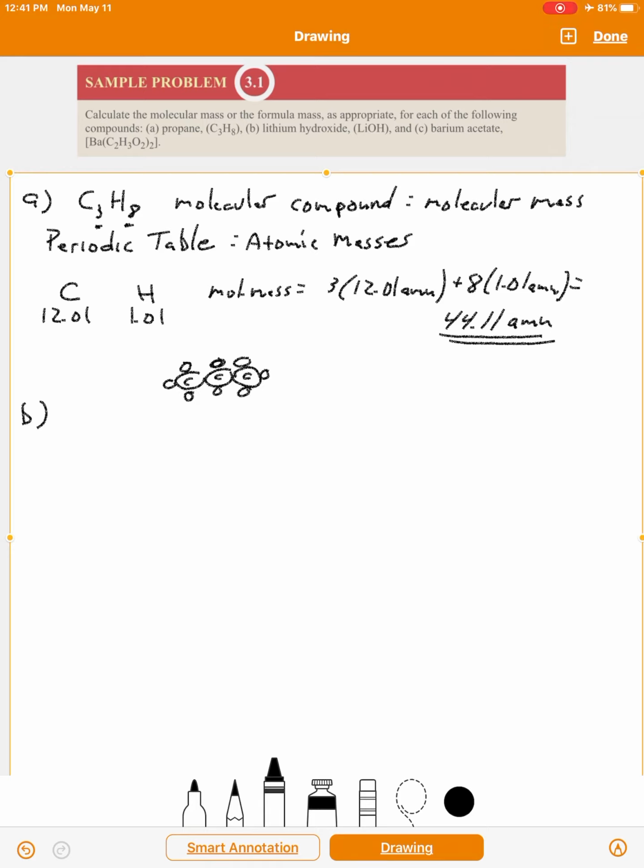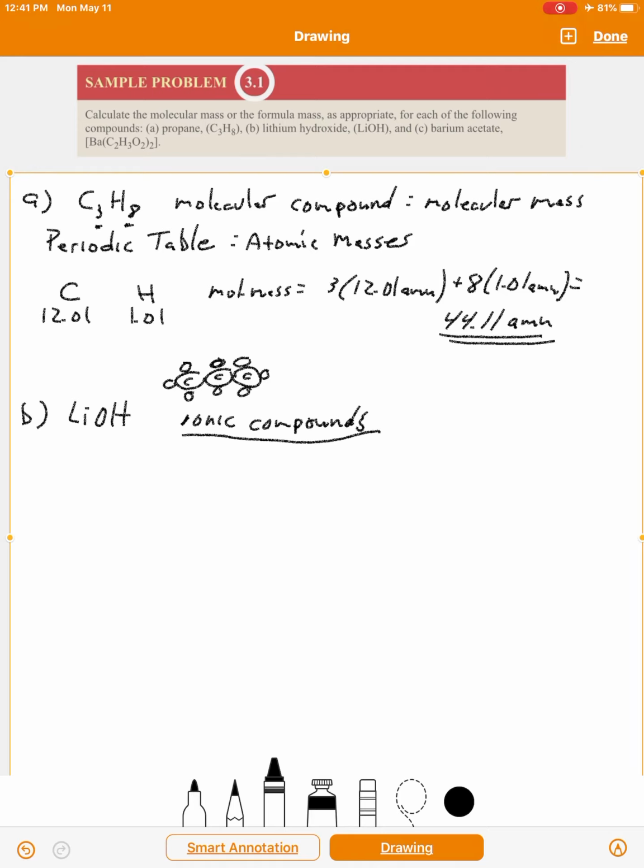Now B is lithium hydroxide, LiOH. This has lithium, which is a metal, and oxygen and hydrogen, which are nonmetals. So a metal with a nonmetal. Remember, we call those ionic compounds, right? This fits into that category of ionic compounds because lithium is a metal.